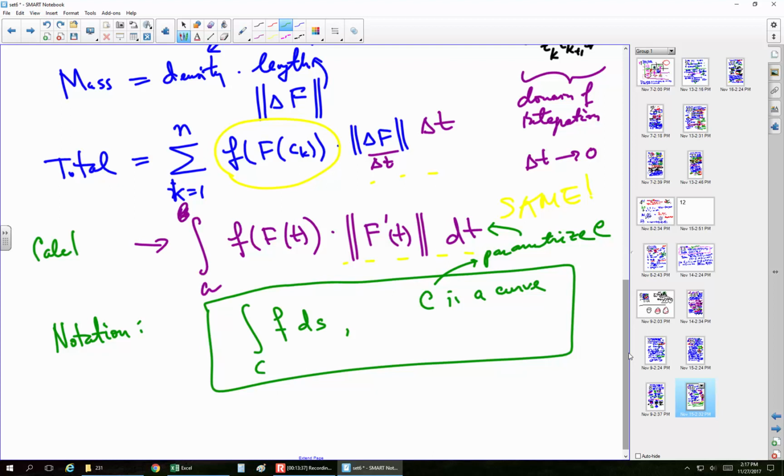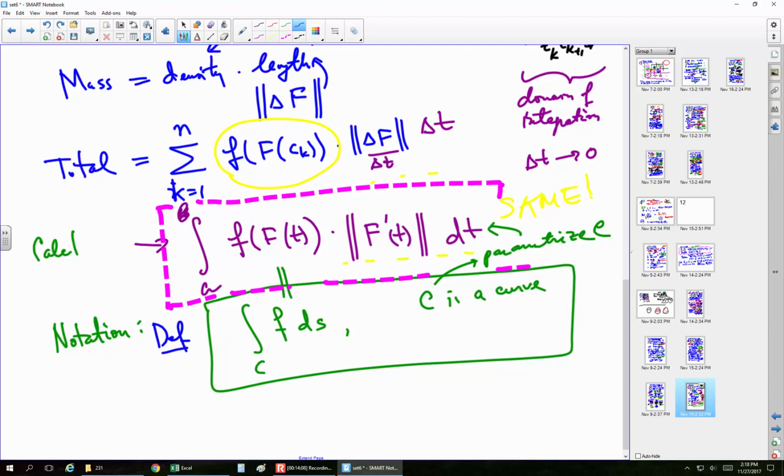When you do parameterize it, that function f, then your integral turns into that integral, which is a familiar integral. Really, all you have to do is just to compute the derivative of the parametric curve and then plug it into this formula. So computationally, this is the way to compute it, but this is the notation and the definition.